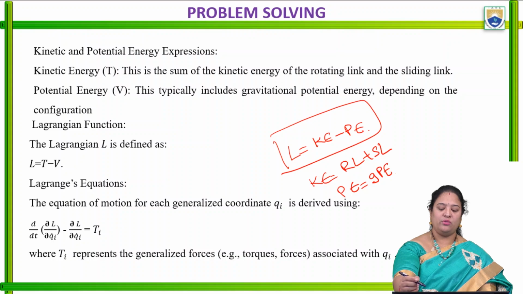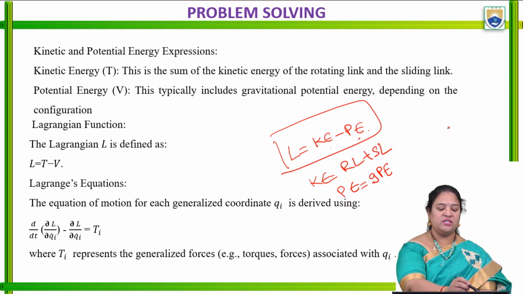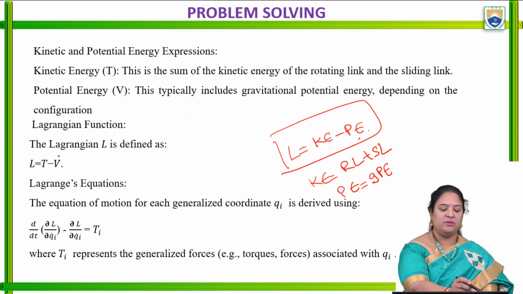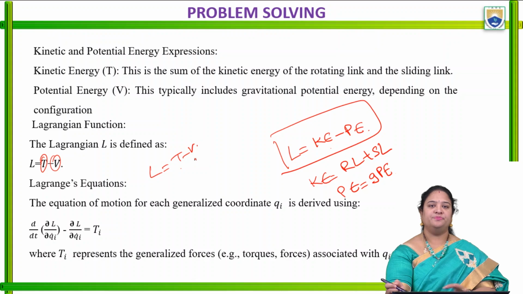Now, as we know, the Lagrangian equation is nothing but the difference between the kinetic energy and the potential energy. So, the kinetic energy is denoted with the term T, and the potential energy is denoted with the term V. So, here we have written L is equal to T minus V, that is kinetic energy minus potential energy.